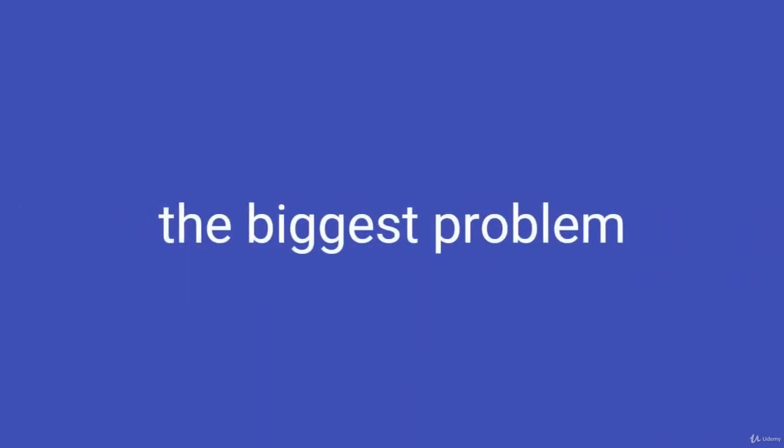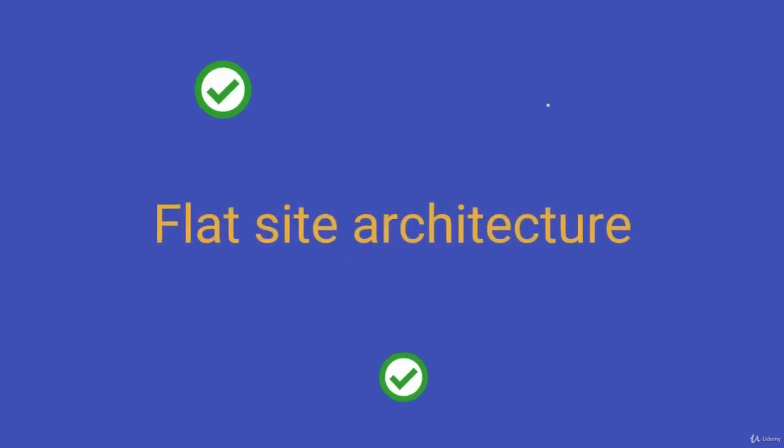The biggest problem in technical SEO indexing is getting the deep pages in your website indexed. Flat site architecture usually prevents this issue from happening, because if you implement a flat site architecture, your deepest page will only be 3 to 4 clicks away from your homepage.